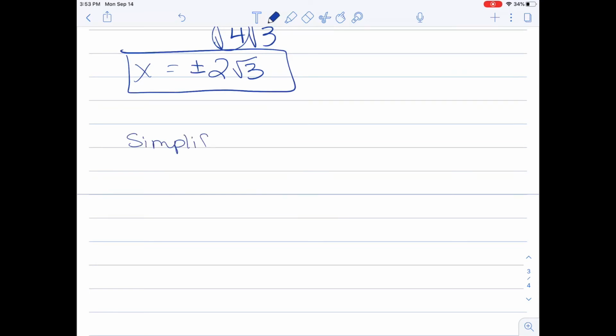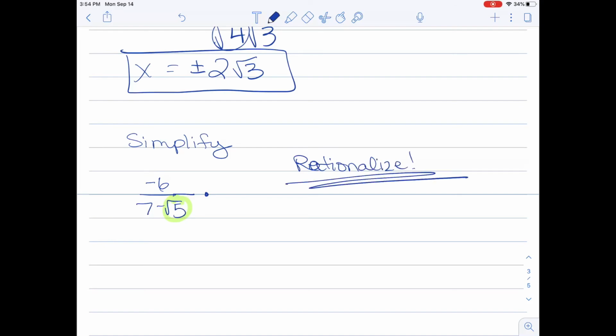What if they said simplify? And we're going to simplify -6 over 7 minus the root of 5. So again, this is totally fine the way it is, except for this root in the denominator. So in order to get a root out of the denominator, we have to rationalize.